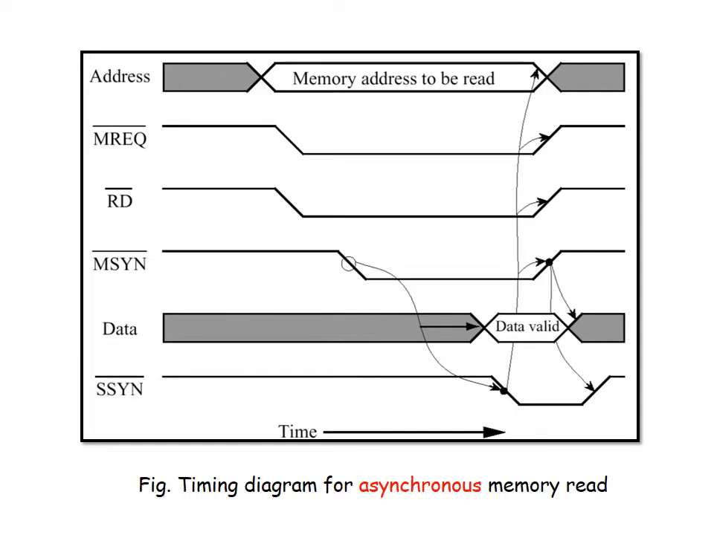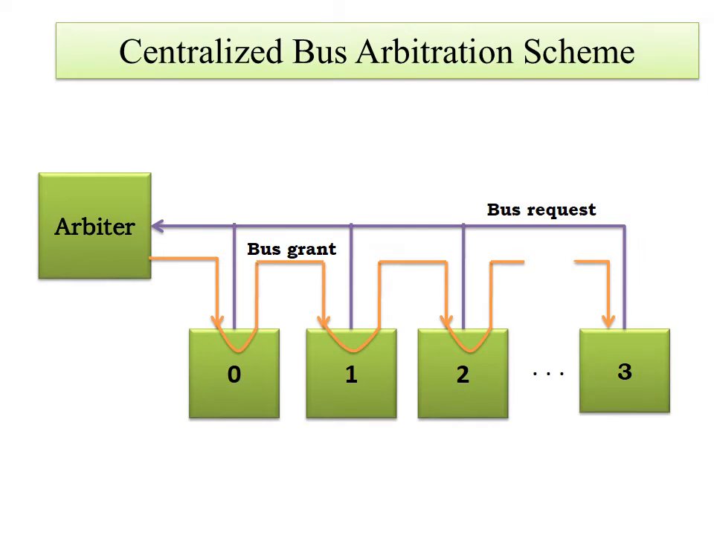Now let's see in detail how arbitration works in this parallel bus architecture. First thing is the centralized bus arbitration scheme. Centralized bus arbitration scheme is nothing but we will be having an arbiter as well as some servers or clients like 0, 1, 2 and 3. The process is that first we will be sending the bus request. You can see it is clearly indicated, the bus request is sent from 0, 1, 2 as well as 3.